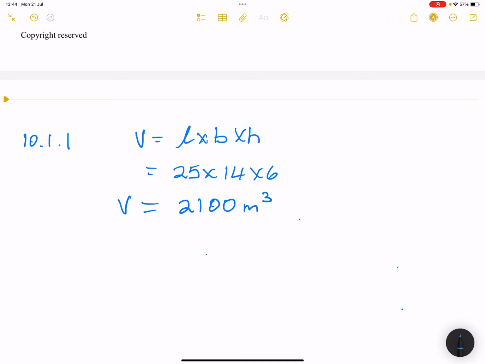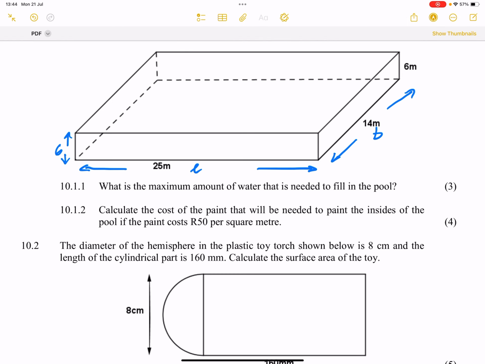All right, so 10.1.2 quickly. They say to us, what is the cost of the paint that will be needed to paint the inside of the pool if the paint costs 50 Rand per square meter? Now we've got the cost per square meter.